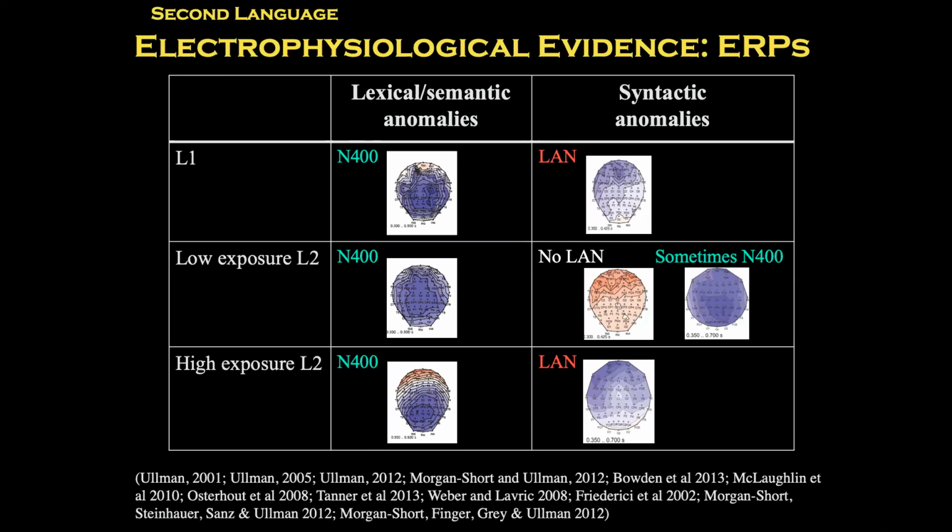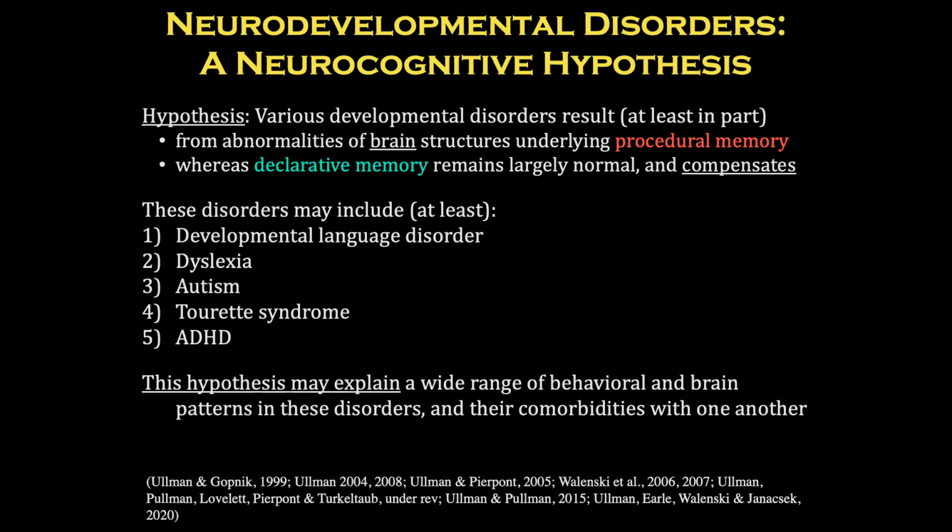Bottom line with L2 is, as in L1, words are learned where? Everybody point here. And grammar is learned much more in declarative memory than in L1, but eventually could be proceduralized to some extent. Finally, the last part of the talk is developmental disorders with a focus on developmental language disorder.